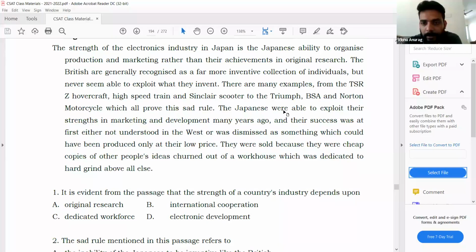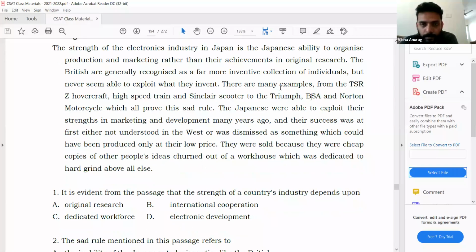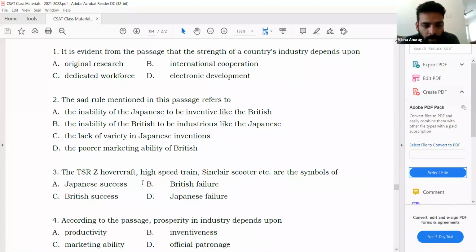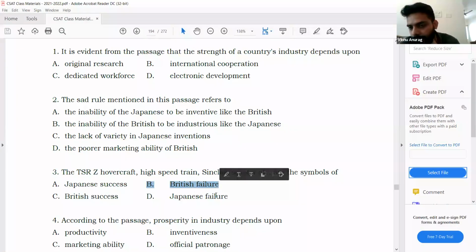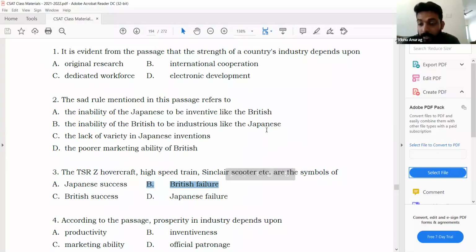This word Triumph, it's the name of a company, capital T. Proper nouns are written with capitals. So it's the name. It doesn't refer to success. Whenever you see a word written with a capital in the middle of a sentence, it's just a name. So Triumph, BSA, and Norton, these are all motorcycle companies. Symbol of, you can say it's example of. So these are all symbols of British failure. Symbol of means example of, or a sign of British failure. So the third answer is B.